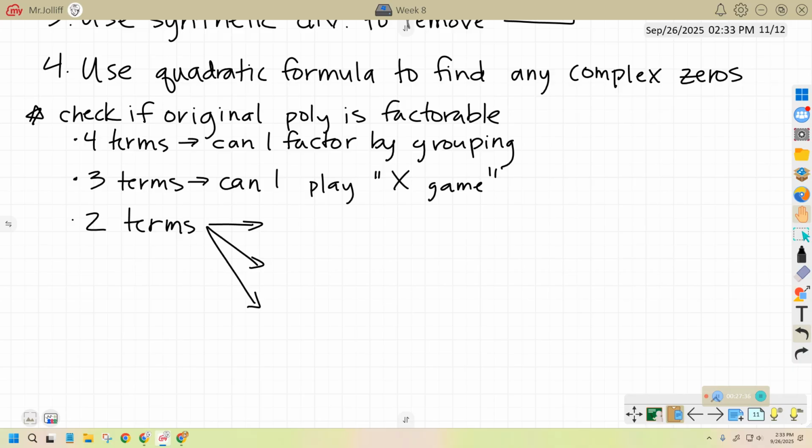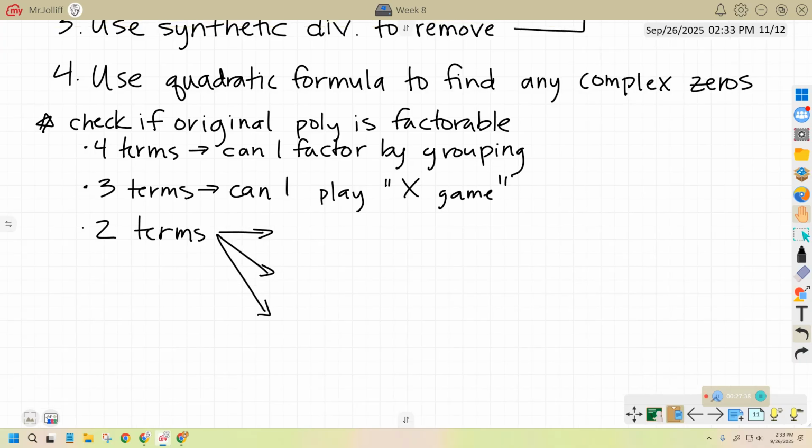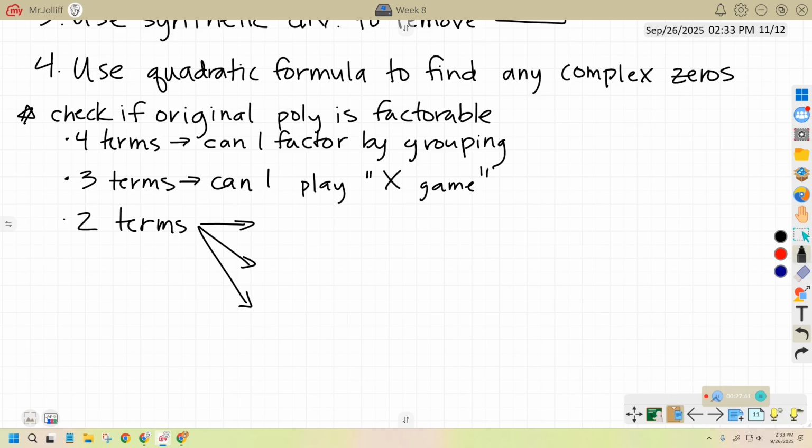So for difference of squares, that's going to be an x squared minus a number squared. X squared minus 9. 4x squared minus 16. 4 is a perfect square, so 4x squared is a perfect square. And we know that factors into first term minus last term times first term plus last term. You get zeros at the square root of the constant.